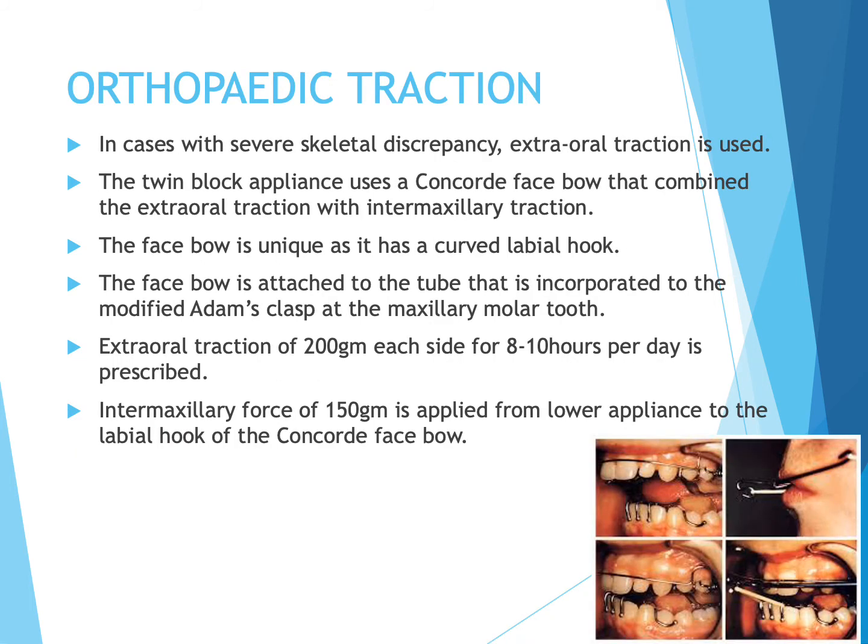In cases with severe skeletal discrepancy, extraoral traction is used. The twin block appliance uses a Concord face bow that combines the extraoral traction with intermaxillary traction. The face bow is unique as it has a curved labial hook. The face bow is attached to the maxillary molar. Intermaxillary elastic can be used from the curved labial hook of the face bow to the mandible. Extraoral traction of 200 grams each side for 8 to 10 hours a day is prescribed. Intermaxillary force of 150 grams is applied from the lower appliance to the labial hook of the Concord face bow using elastic.